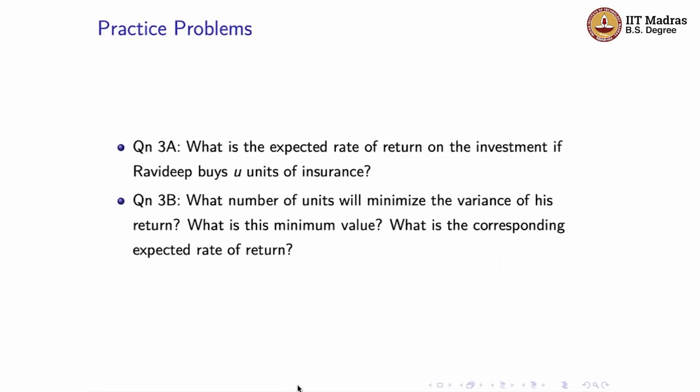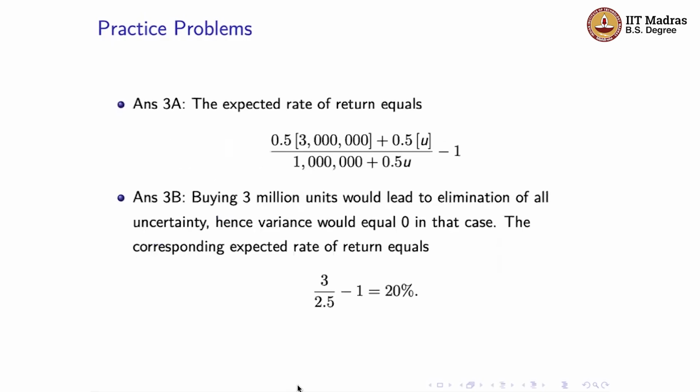But first, before we get to the second part, let's first look at the expected rate of return on this investment. So Ravideep has bought U units of insurance. So how do we calculate the expected rate of return? Well, we can calculate it as the expected total return minus 1, right? Remember that we had this relationship between the rate of return and total return, which was the rate of return is equal to total return minus 1. So the expectation of the rate of return is expected total return minus 1.